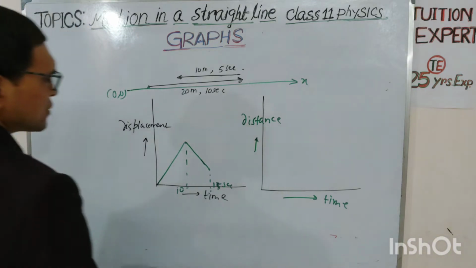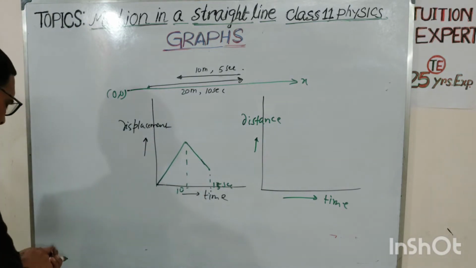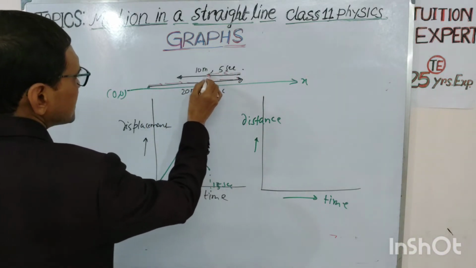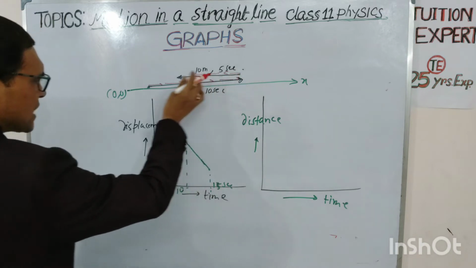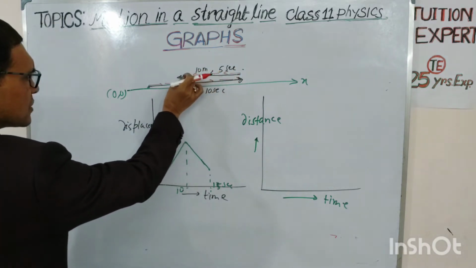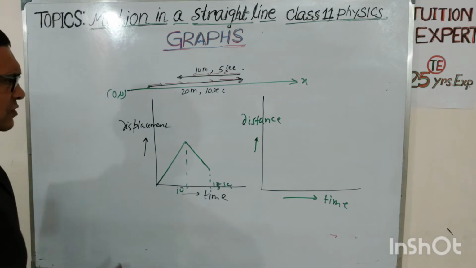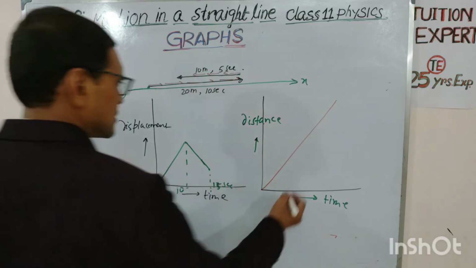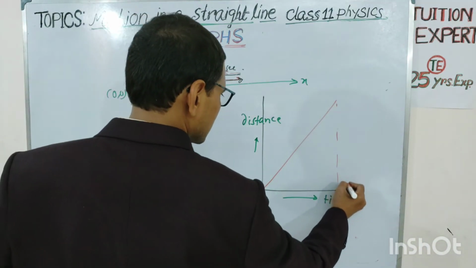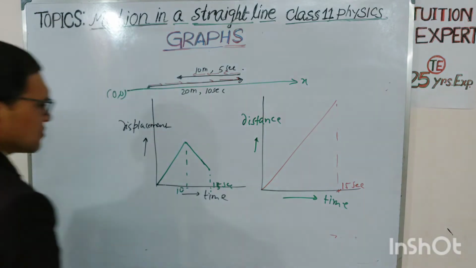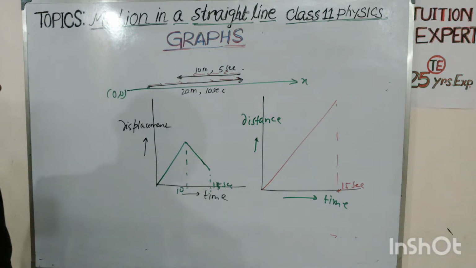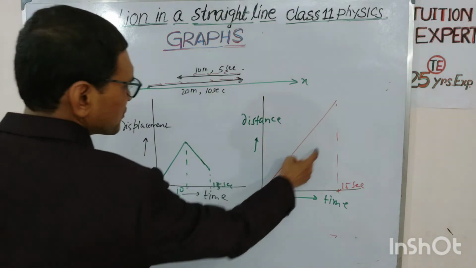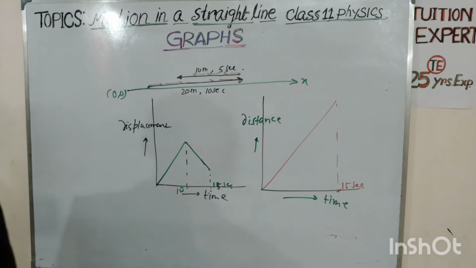Now distance is always positive. Distance has no direction. It is measured by the length, so it is always gradually increasing. So the distance time graph will be like this. Suppose this is 10 and this is 15 seconds. So for this motion described, the displacement time graph will be this and the distance time graph will be this. This is the basic difference.